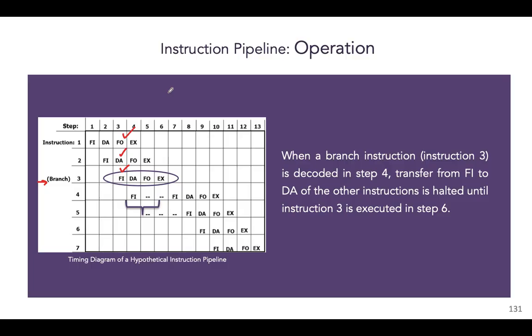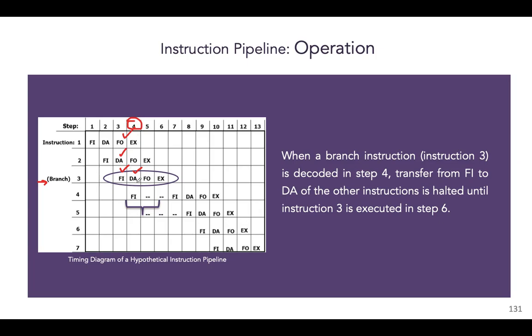Now, when the branch instruction is decoded, which happens in step 4, the branch instruction, which was instruction 3, will be decoded, and it is at that time that we know that this is a branch instruction. So we don't know what this is in the FI stage, but in the DA stage, we now know that this is a branch instruction.